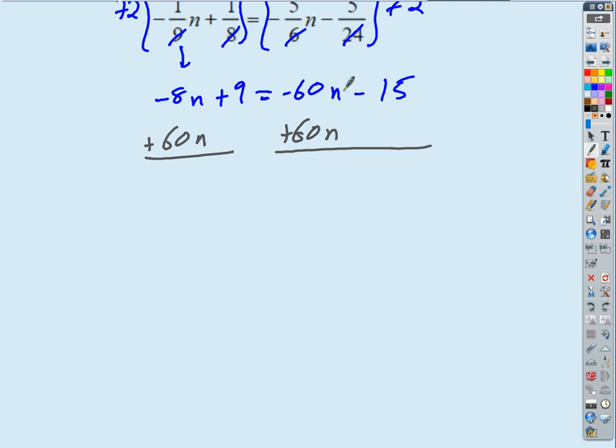Right, so the 60 n's cancel. Negative 8 plus 60 would be 52. Now, last two steps to get the n by itself. Good, subtract 9. Good, good, subtract 9.